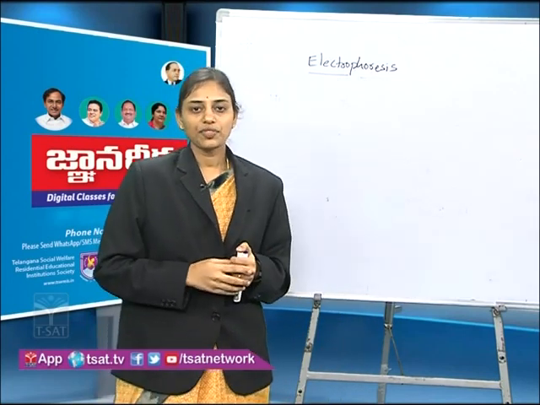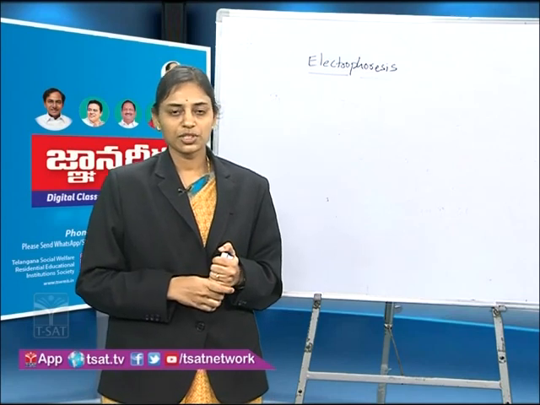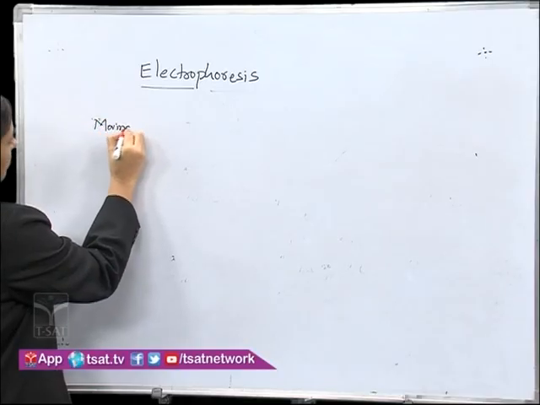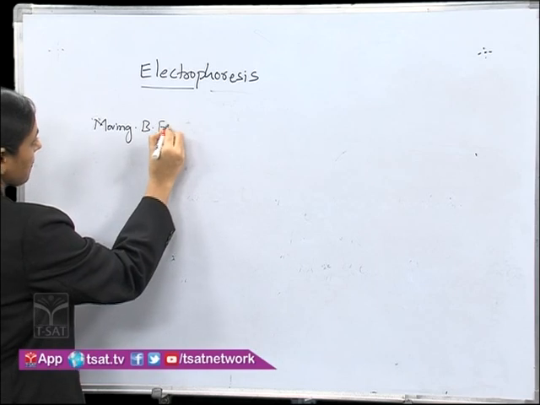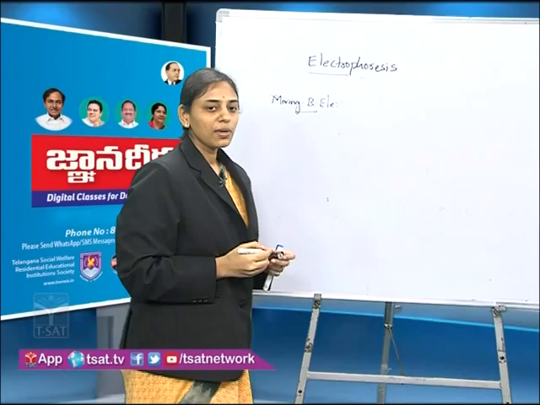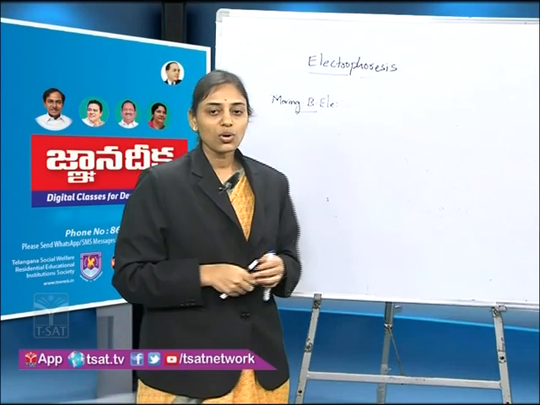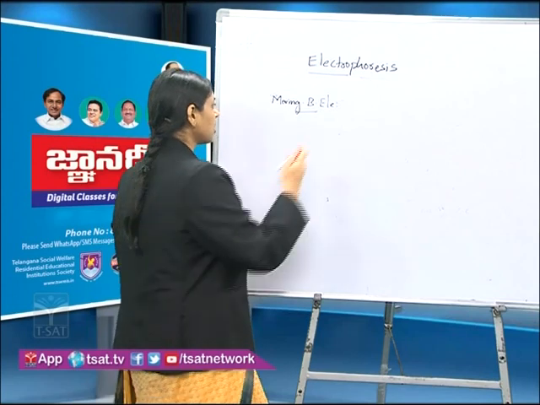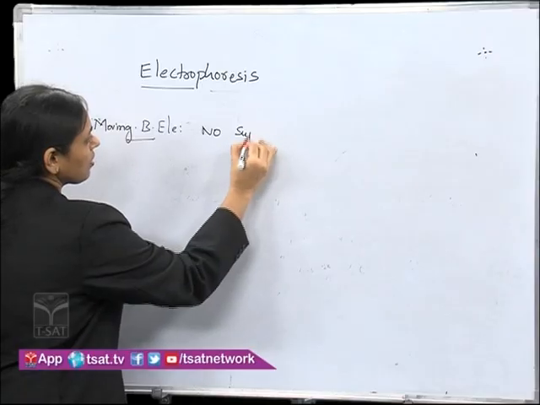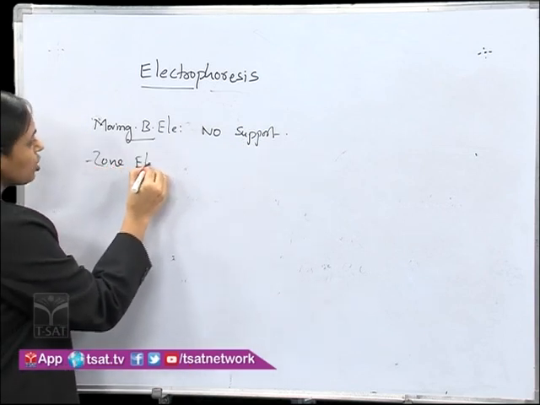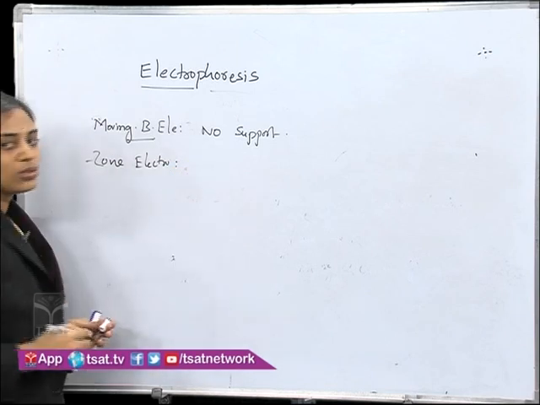Next, types of electrophoresis. There are various types of electrophoresis. Today we are going to discuss the basic types: moving boundary electrophoresis and zone electrophoresis. Moving boundary electrophoresis is also called free electrophoresis because there is no involvement of supporting material here. And zone electrophoresis. In zone electrophoresis, we do use supporting material.